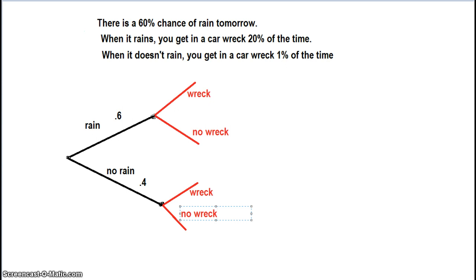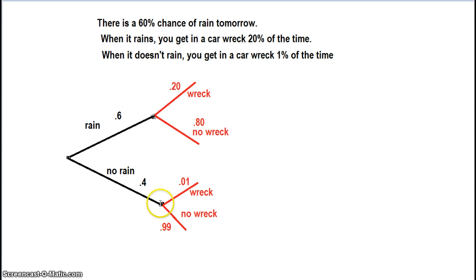And let's fill in the probabilities of all these branches. So every branch should have a probability filled in. So if it rained, what were your chances of getting in a wreck? 20%. You're not too good. Alright, not too good in the rain. Well, what's your chances, though, of not getting in a wreck? Well, if you get in a wreck 20% of the time, that means you have no wreck 80%. Alright, so if it doesn't rain, what's the chances you get in a wreck? Oh, only 1%, so 0.01. So the chances of no wreck then is 99%. Okay, and again, these branches add up to 1, and so does this pair of branches.